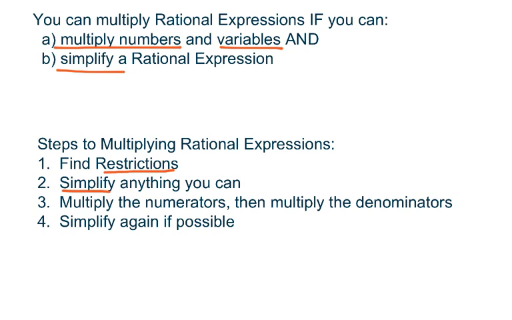Now what you're going to find is you can do the simplifying on the front, you can wait and do all of it at the end, or you can do some on the front, then multiply, and then finish simplifying at the end. It's completely up to you. Then we're going to multiply our numerators straight across, then we are going to multiply our denominators straight across, and then if we can, we will finish simplifying anything that's there. So let's go ahead and do an example.